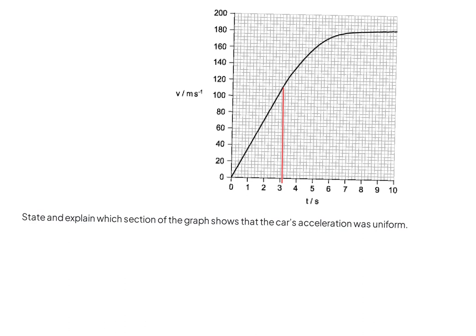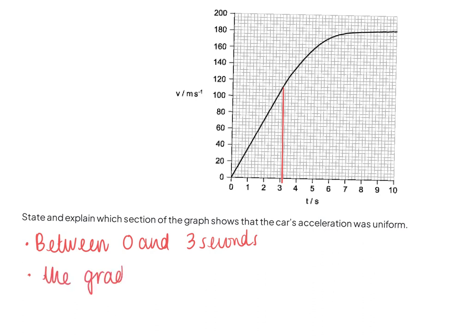So which section of the graph shows the acceleration is uniform? It is going to be between 0 and 3 seconds. So that's our first mark for stating it. It is a 2-mark question, so we've got to state why it's uniform as well. And that is because the gradient is constant, and the gradient represents the acceleration.